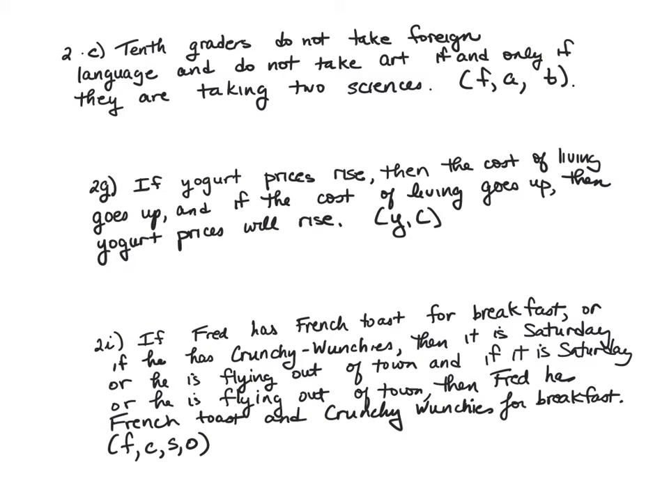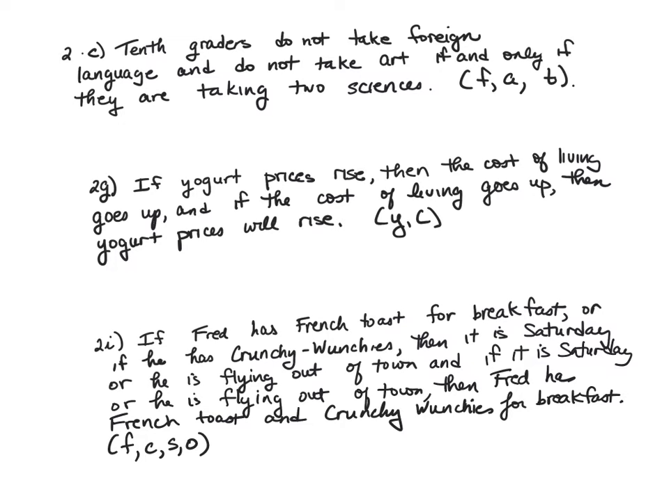Okay, now these are on your sheet. You don't need to copy them, but I put them down here anyway so you could see them in front of you. 2C says, 10th graders do not take foreign language and do not take art, if and only if they are taking 2 sciences. And we're using the letters F for 10th graders that take foreign language, A for 10th graders that take art, and T for the taking 2 sciences.